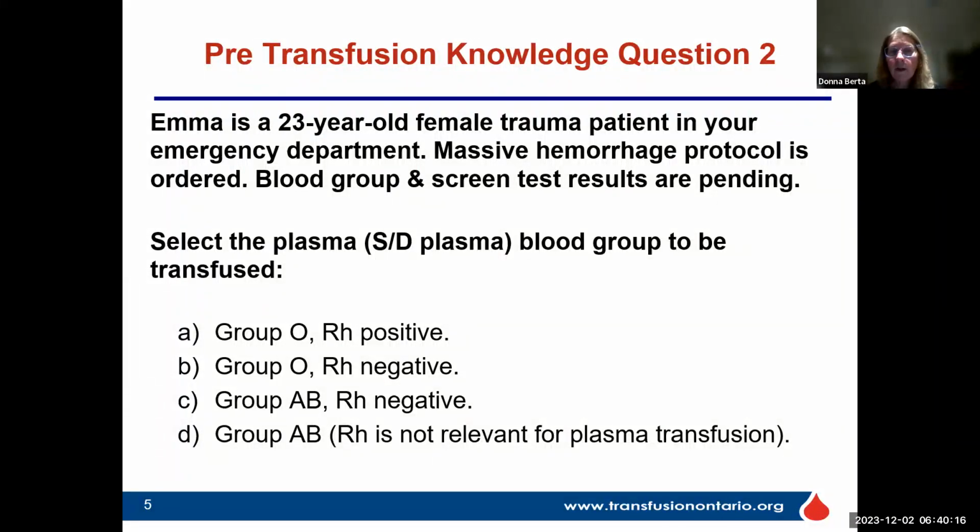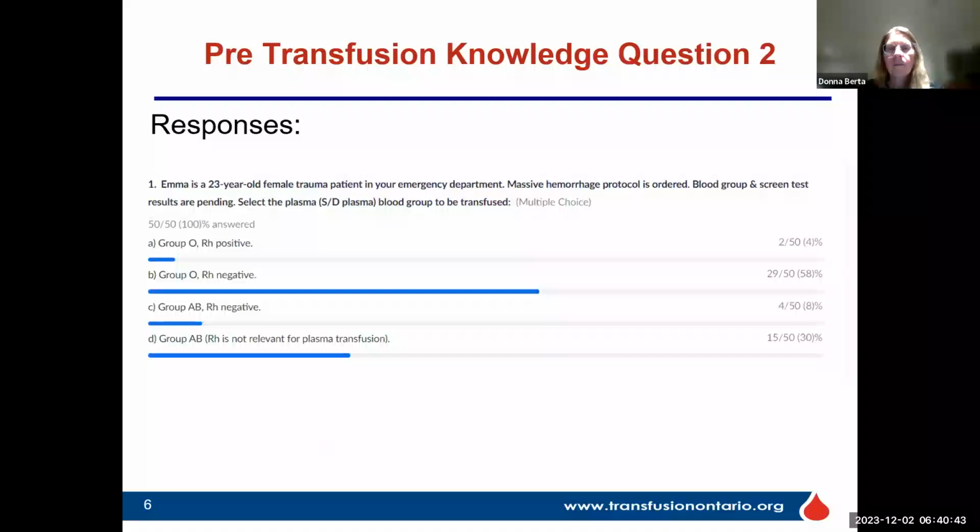A, group O, Rh positive, B, group O, Rh negative, C, group AB, Rh negative, or D, group AB, Rh is not relevant for plasma transfusion. And again, this is plasma that we would be transfusing. So I'll give you a moment to select your response. And again, the majority is here. Interesting result. We'll come back to that.